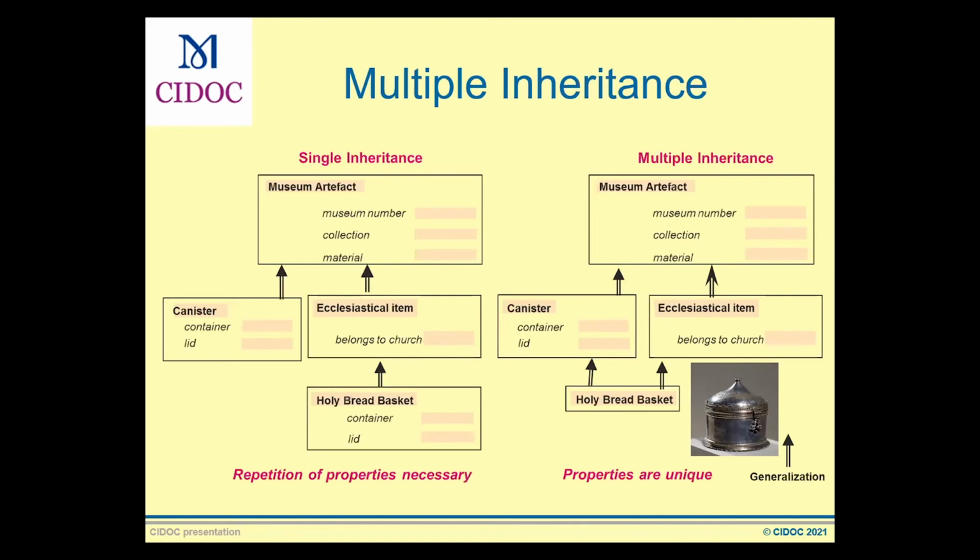But if I have multiple inheritance, I can say that a holy bread basket is simultaneously an ecclesiastical item, so it gets its belongs to church, museum number, collection, and material, and a canister, so it gets its container and lid relationships from the canister. So now I only need to know about the fact that canisters have container and lids, and then automatically holy bread baskets get container and lids. And here is a holy bread basket that I use for illustration of this principle.